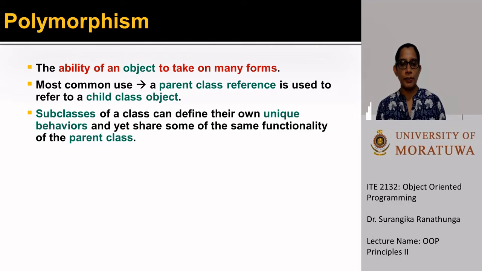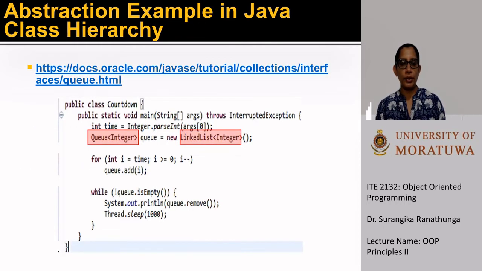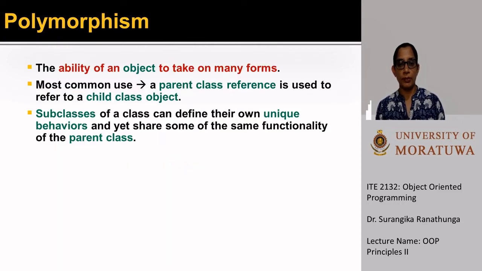The concept that we just discussed is also related to the concept of polymorphism. I told you that queue is an interface and the linked list class implements this interface. Here our variable is of the type interface and the object assigned to this variable is of the type linked list. How is this possible? This is possible because of the concept of polymorphism. Polymorphism means the ability of an object to take on many forms.